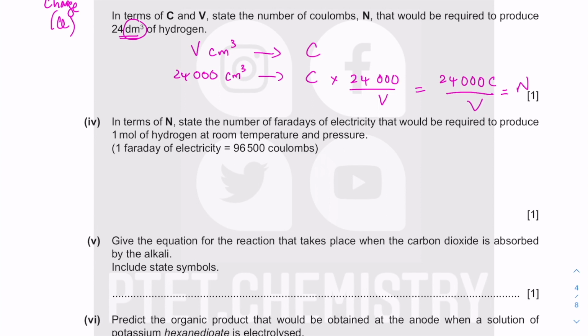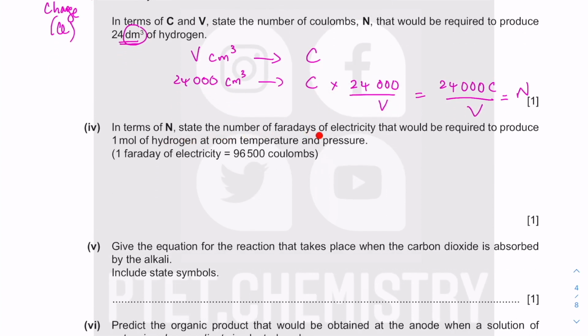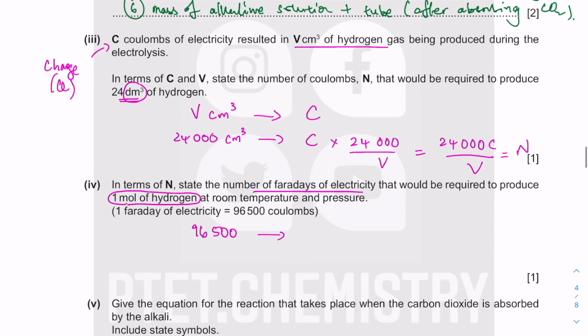That wouldn't work. So N is that number of coulomb. In terms of N, what is the number of Faradays of electricity that will be required to produce 1 mole of hydrogen? 1 Faraday of electricity is 96,500 coulomb. I don't want to write the unit to avoid confusion, so this is in coulomb, and this is also in coulomb, because the unit of C there is in coulomb. So 96,500 coulomb is 1 Faraday.